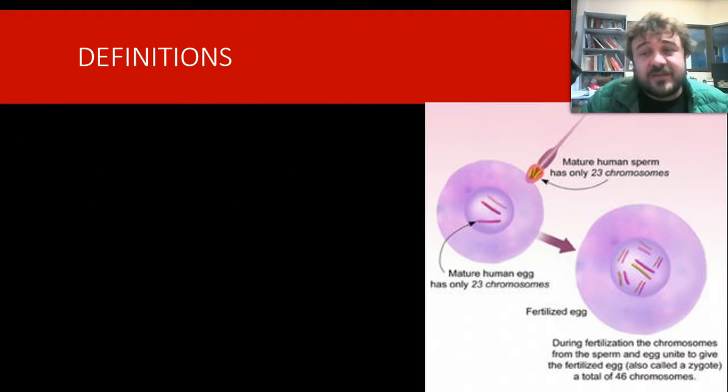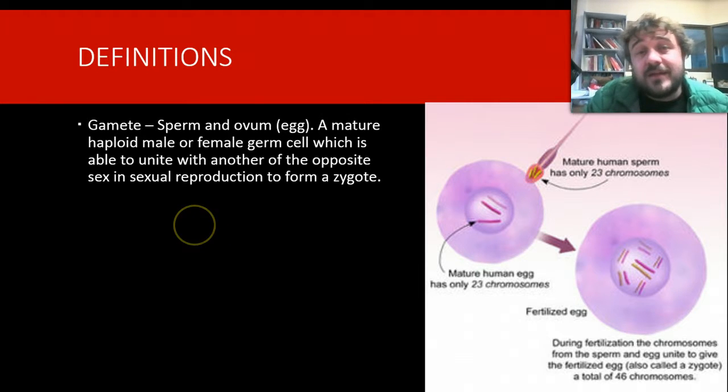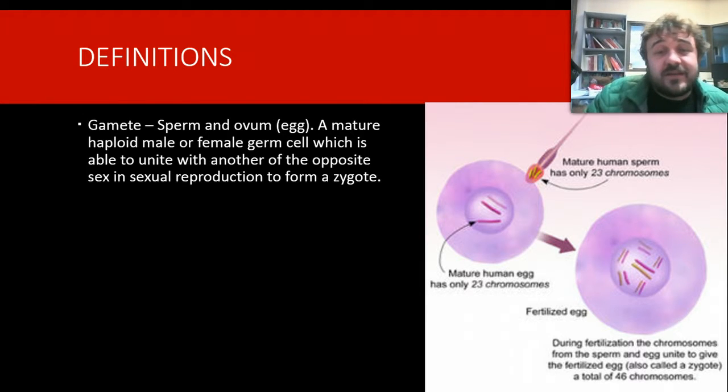Now, some definitions. First off, the gamete. These are sperm and ovum. So a mature haploid male or female germ cell. These are able to unite with another one. That's a gamete. So you've got a sperm, that's a gamete. Ovum or egg, that's a gamete. These can join with another gamete, and when they do this, that creates a zygote.